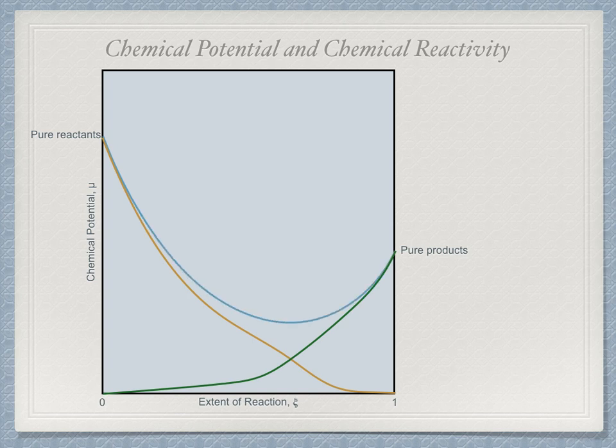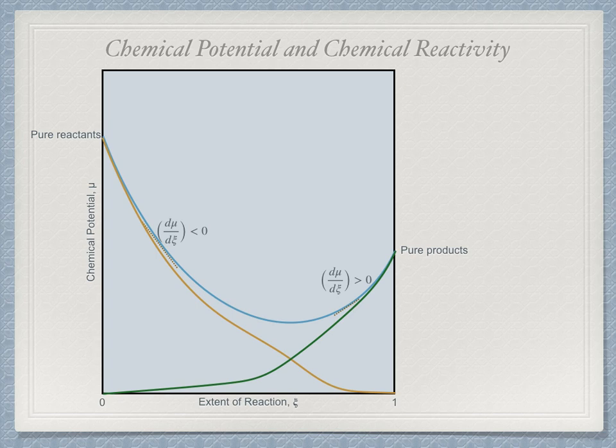The sum of these two curves is the total chemical potential of the system throughout the reaction. The slope of this curve at any point indicates the chemical driving force being exerted on the system. When the slope of the curve is negative, it means that a decrease in chemical potential will tend to drive the reaction forward. Similarly, when the slope is positive, it means that a decrease in chemical potential would tend to drive the reaction in reverse.